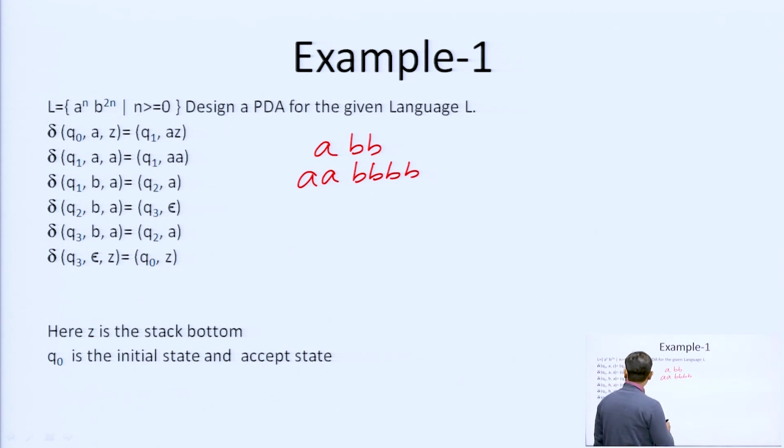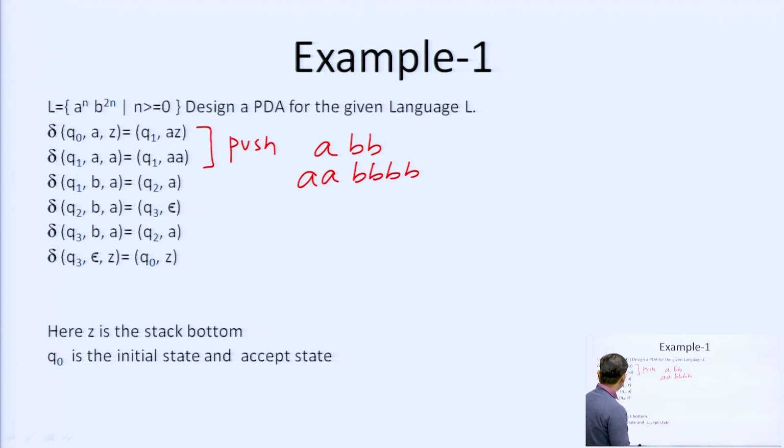Here the initial state is q0. When the input is a and the stack top is Z, we push a into the stack and go to the q1 state. These two are push operations. Next, in q1, when the input is a and the stack top is a, again a will be pushed into the stack. Again these are push operations, we are pushing a into the stack.